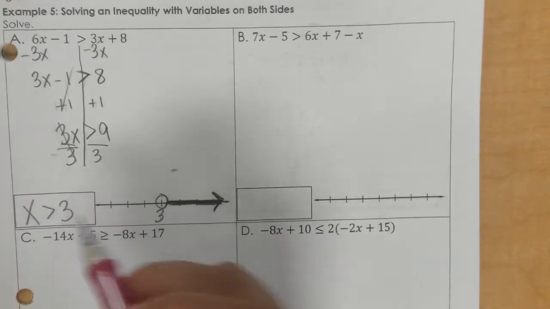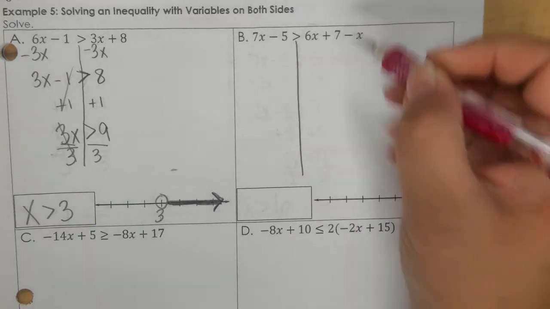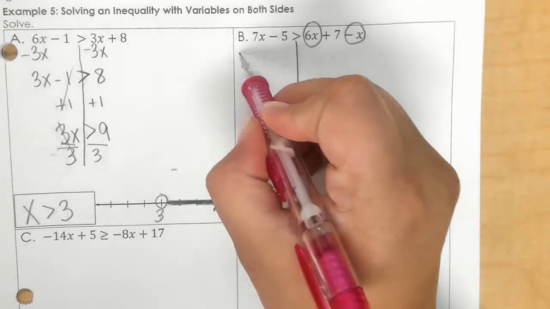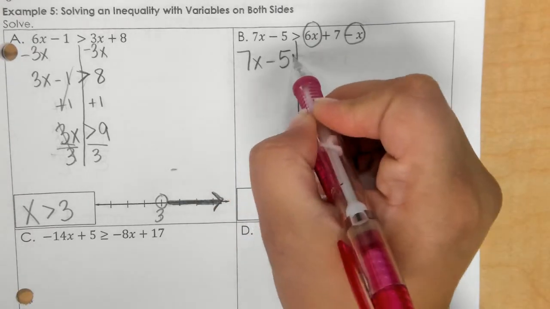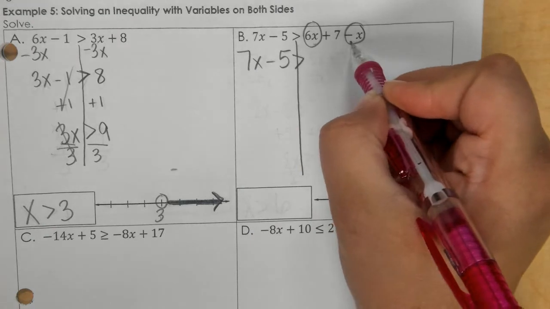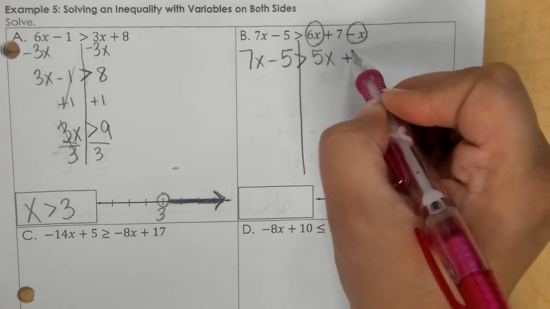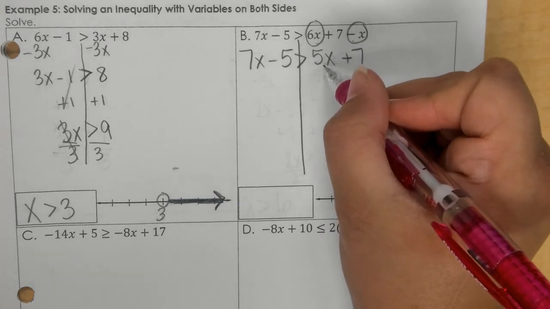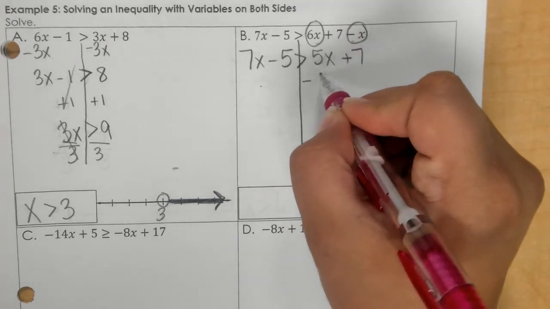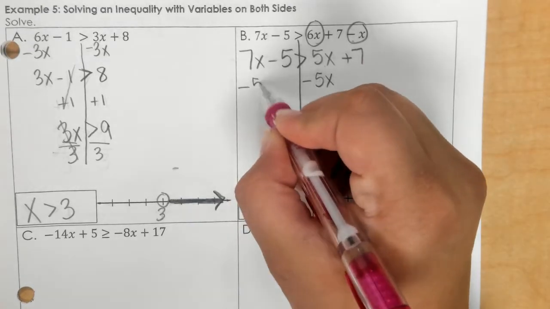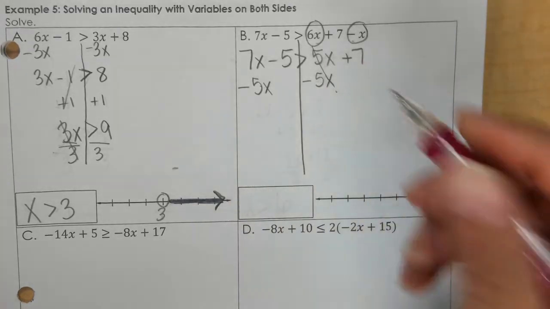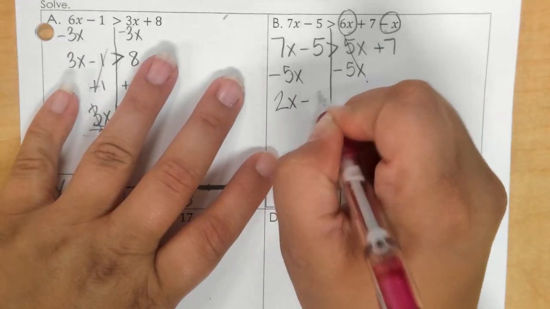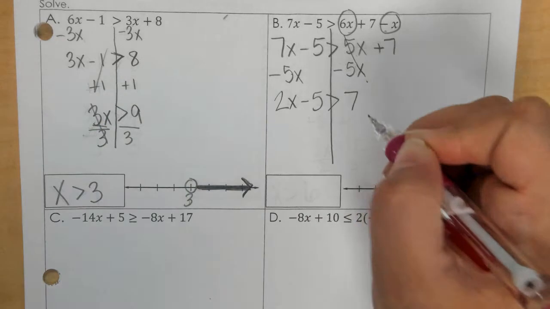Then in part B, we need to combine like terms first. So I've got 7x minus 5 greater than 6 minus 1 is 5x plus 7. So then again, we're going to take our variable and go from the right to the left. So I'm going to subtract 5x. And we get 2x minus 5 is greater than 7.